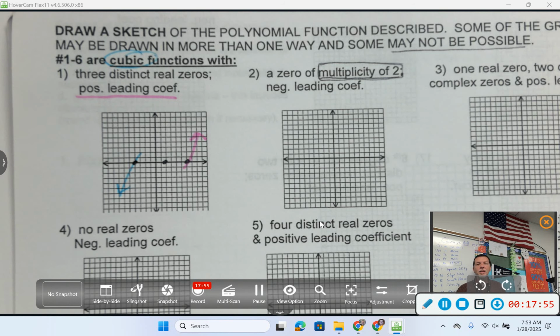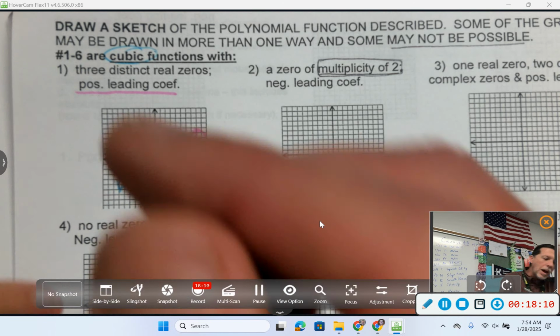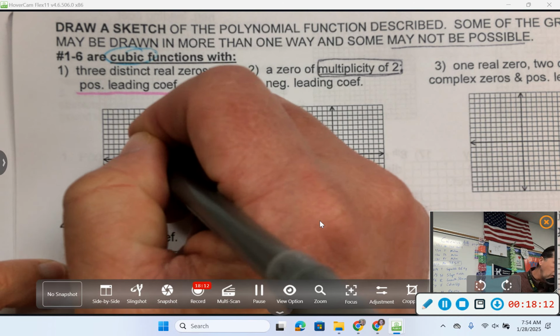Carefully, though, for this one, we can't have the extra turns in there. Like on that last example, we were being silly and we had 12 turns or whatever. Why am I limited to 2 turns on this one? Because it says cubic. So there can only be at most 2 turns. So I don't get to go crazy with my pictures here.